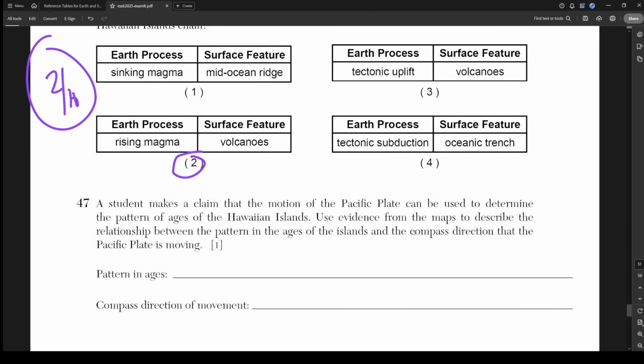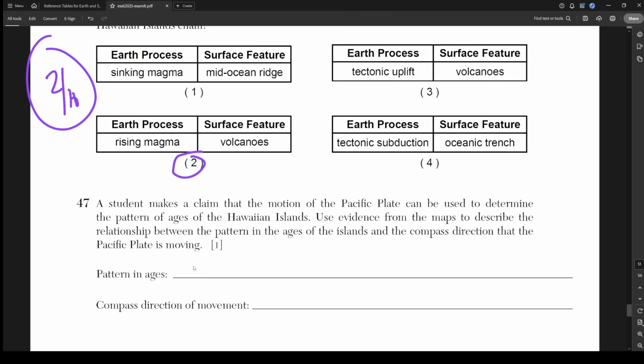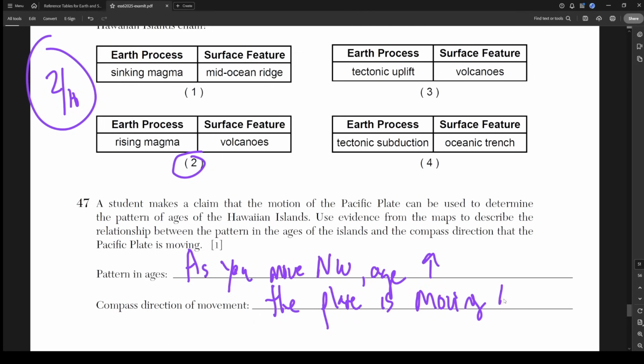Student makes a claim that the motion of the plate could be used to determine the pattern of ages. Use evidence from the map to describe the relationship between the pattern of the ages of the island and the compass direction that we are moving. So, pattern and ages. So, as you move northwest, age increases. The plate is moving northwest. That's pretty much all you have to say. That's so easy. So 2 out of 10 plus 1 test fatigue, 3 out of 10.